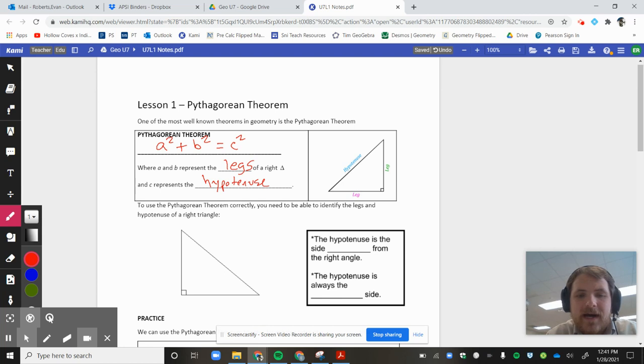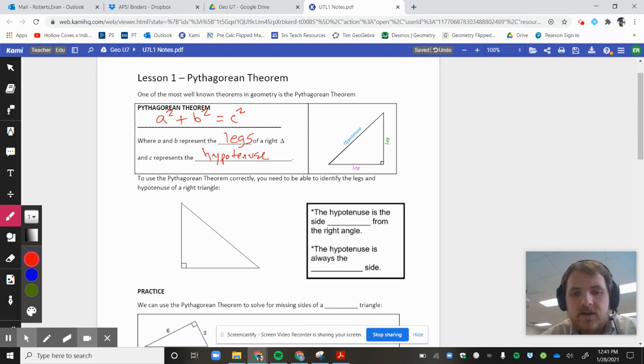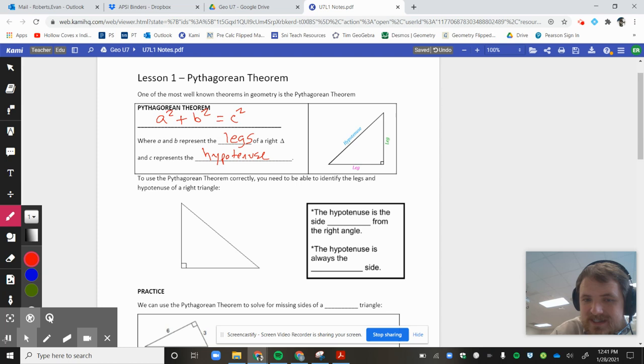Now remember that the hypotenuse is across from that right angle. When I say across, I mean not touching. And so if we're going to use this Pythagorean theorem, we need to be able to say, okay, these are the legs, this is the hypotenuse. And again, it's the side across from the right angle. When that is true, it's always going to be the biggest side, which is helpful to remember.